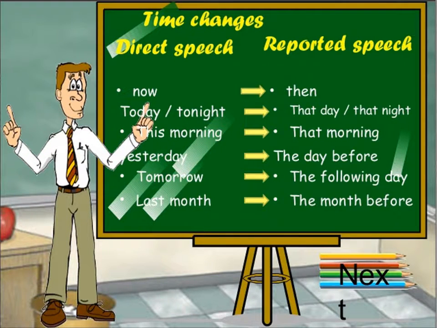What about time words? When we see now in direct speech, it's turned into then. Today and tonight are turned into that day and that night. This morning is turned into that morning. Yesterday is turned to the day before. Tomorrow is turned to the following day. Last month you turn it to the month before.